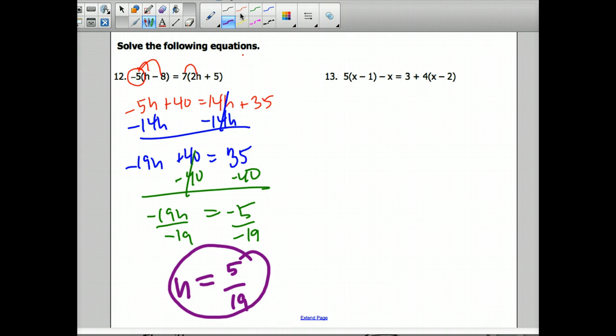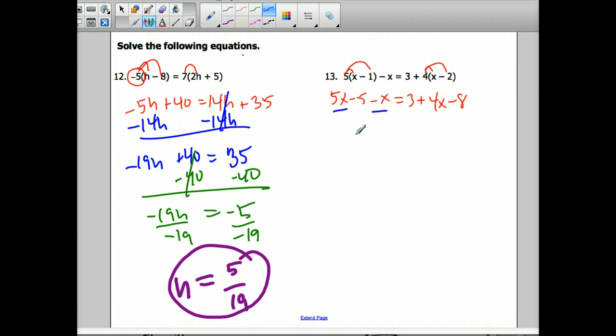So for this next one, I'm going to have to distribute again. After that, I'm going to have to combine like terms before I start moving stuff around. So I get 5x minus 5 minus x, and then distribute just the 4 here, and that gives me 3 plus 4x minus 8.